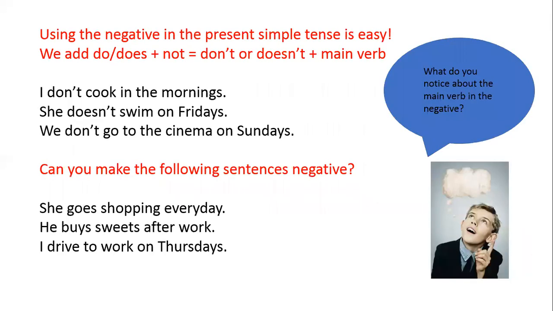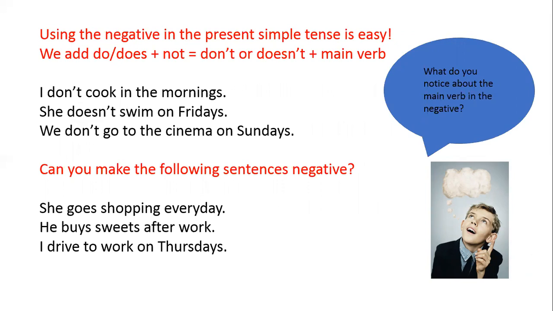Well done. So using the negative in the present simple tense is easy. We add do or does plus not, which makes don't or doesn't. And then we add the main verb. So, I don't cook in the mornings.